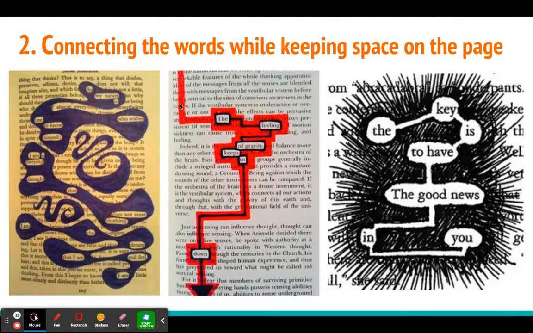Now, another way to do this is connecting your words. So the feeling of gravity keeps us down. And I love this because they even have an arrow down here at the bottom. So they've connected all their words with a line. They've outlined it in black, and then they even went a step further and outlined it in red to make it really be emphasized. Here they have one: the key is to have the good news in you. And you can see that they've outlined these all in kind of like bubble letters, and they scratched out the majority of the rest so that way these are really popping.